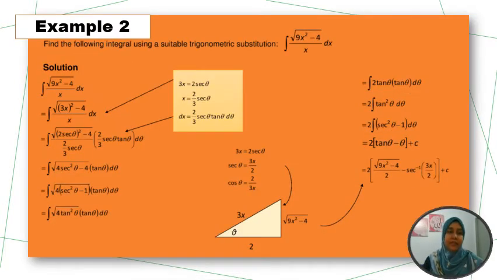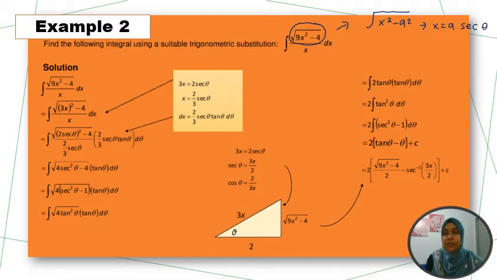Okay, we'll look at the second example. Look at the numerator. The numerator is in the form of x square minus a square. So it is in the form of secant. We use x equal to a secant theta.